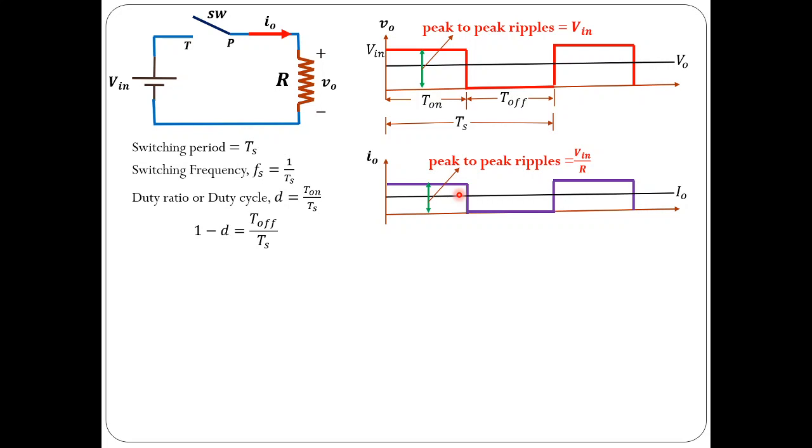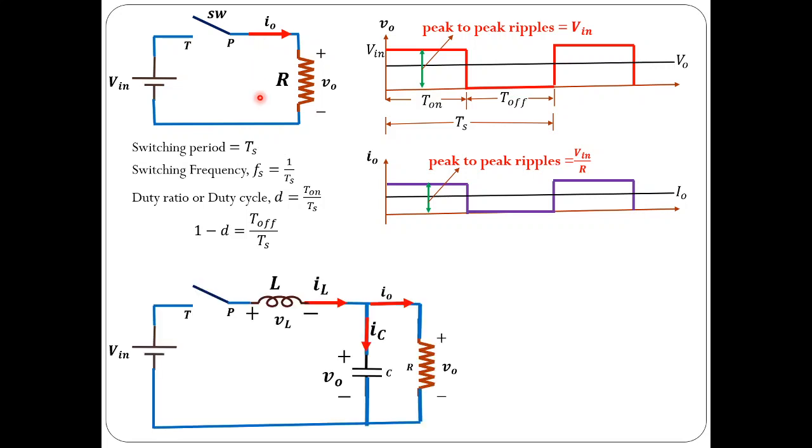We know the current through an inductor cannot change suddenly. So maybe using an inductor in series with the resistor, you can improve the current profile, right? The current would rise gradually and then fall slowly. That way the peak to peak ripple in the current can be reduced by connecting a series inductance. Similarly, the voltage across the resistor can also be improved; its ripple value can be reduced by using a capacitor in parallel with the load.